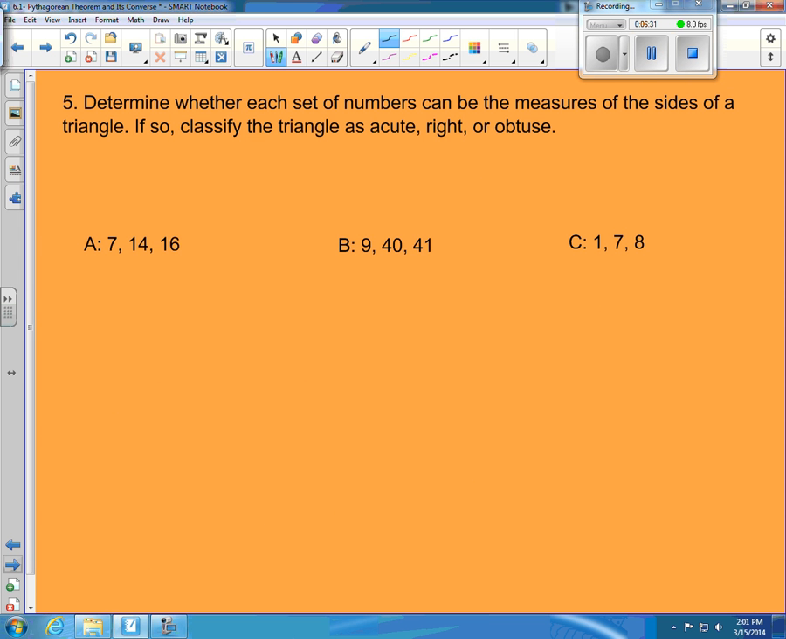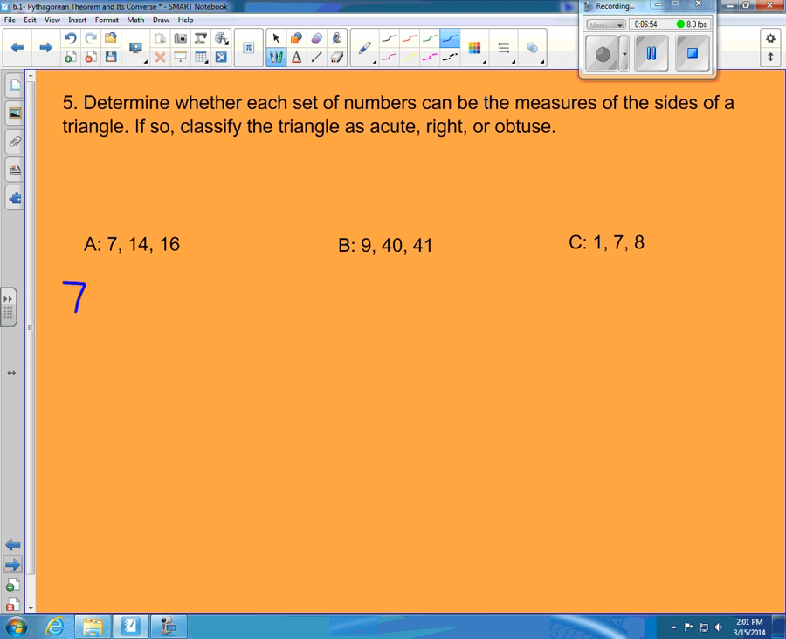Okay, so let's try this out in this next problem. It says determine whether each set of numbers can be the measures of the sides of a triangle. If so, classify the triangle as acute, right, or obtuse. So before, we said, hey, is it a triangle? Hey, is it a right triangle? Now we're going to say, is it a triangle? What kind of triangle is it? So let's go ahead and check out our first one.